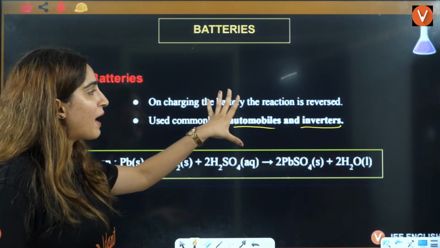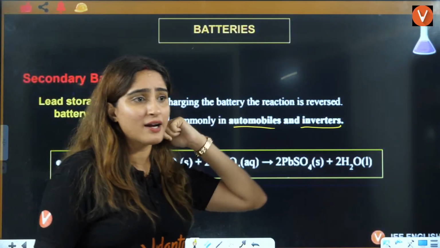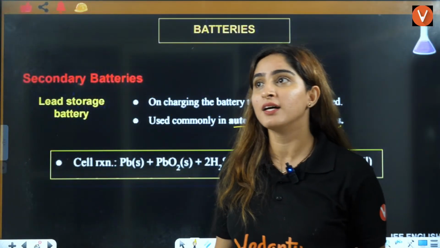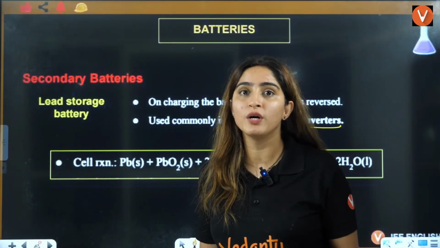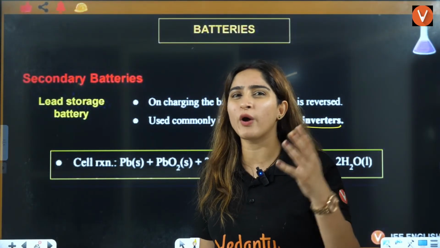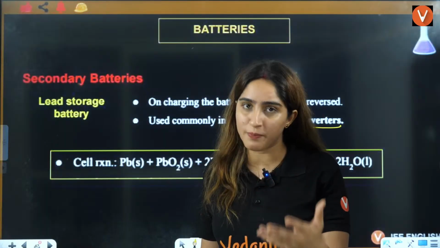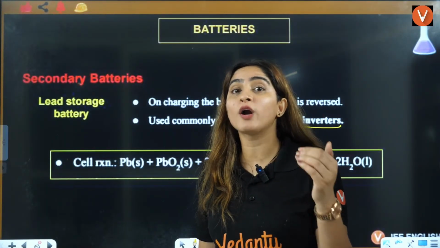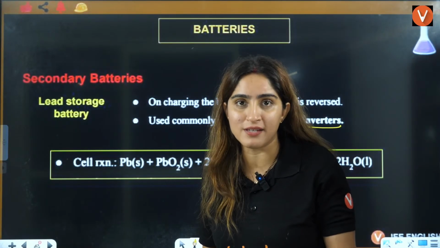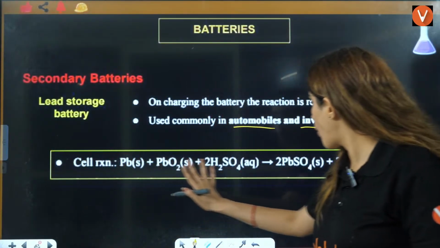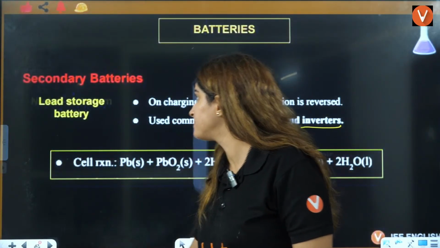So on charging the battery, the reaction is reversed, right? We know that in our inverter, it's not like a one-time battery. Yes, we do have to recharge it again and again. At one point, when we are overcharging, then we have to replace it as well. But it's not like at every discharge you have to replace it, right? So this is the overall cell reaction here.